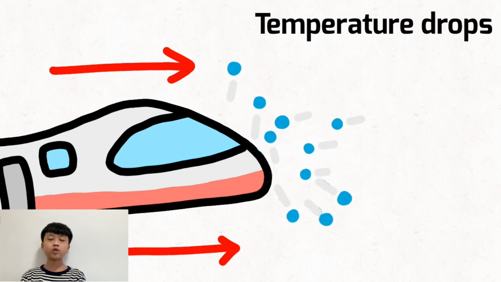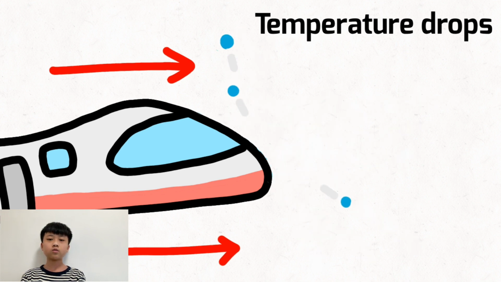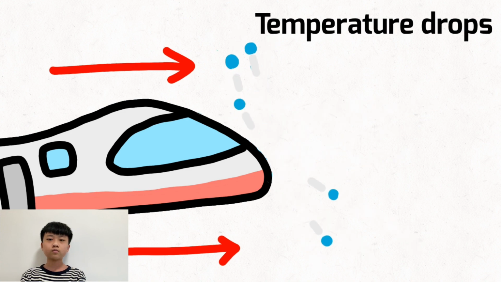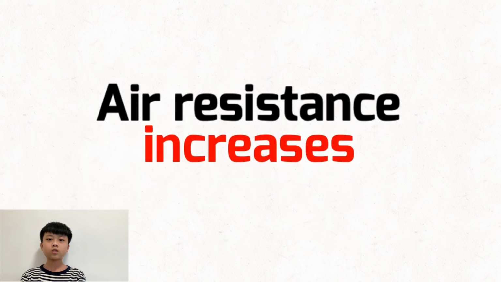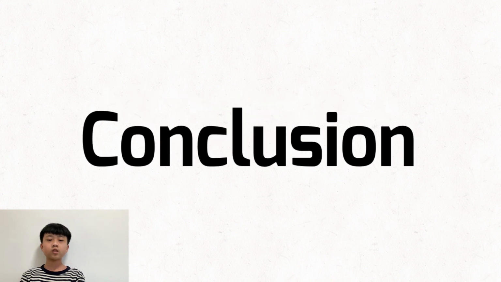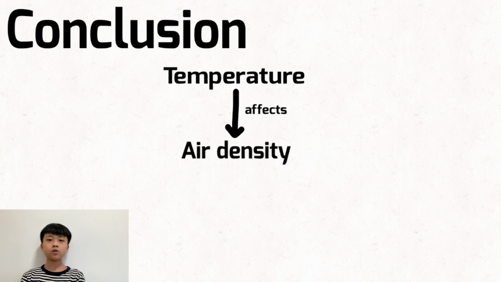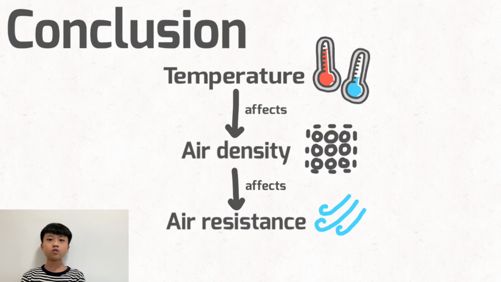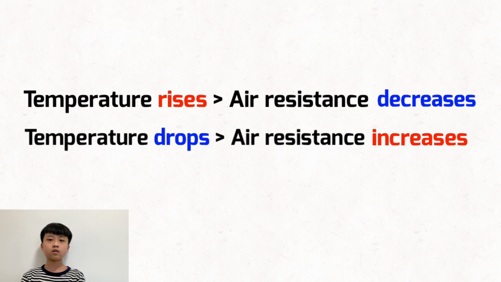Conversely, when the temperature is low, the air molecules in the atmosphere move slower and are closer together, making the air denser. This means there's more air resistance for the airplane to overcome. The temperature of the air affects air resistance because it affects the density of the air. So, when an airplane is flying in hot weather, it experiences less air resistance than in cold weather.